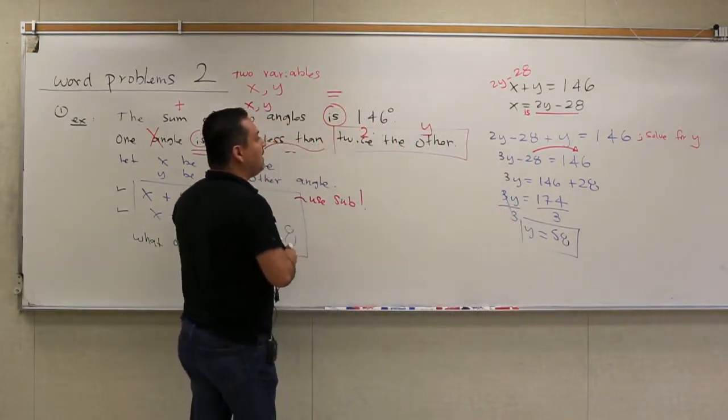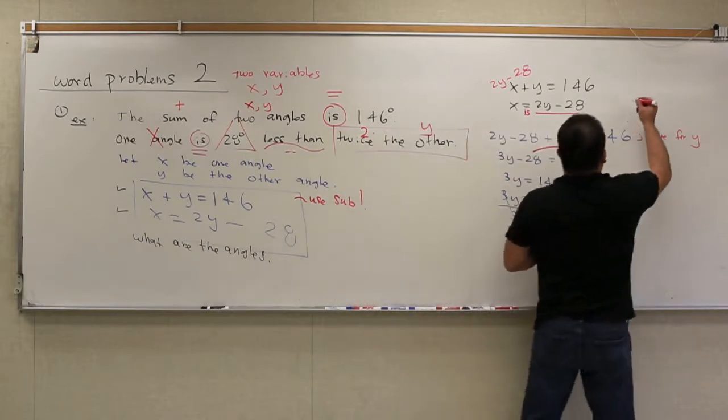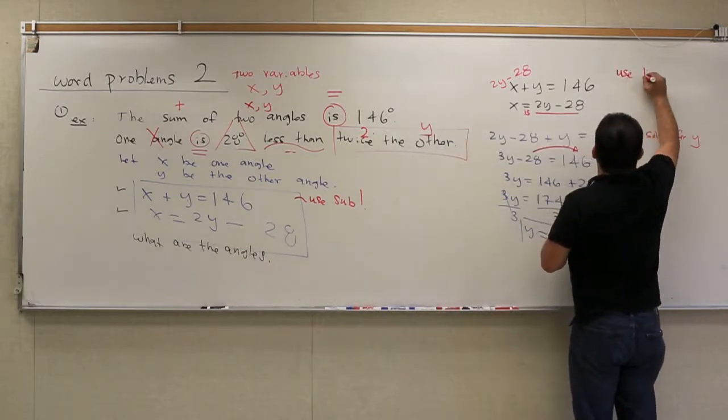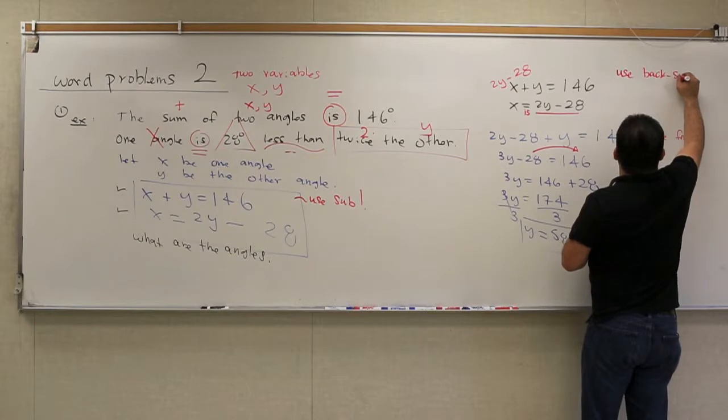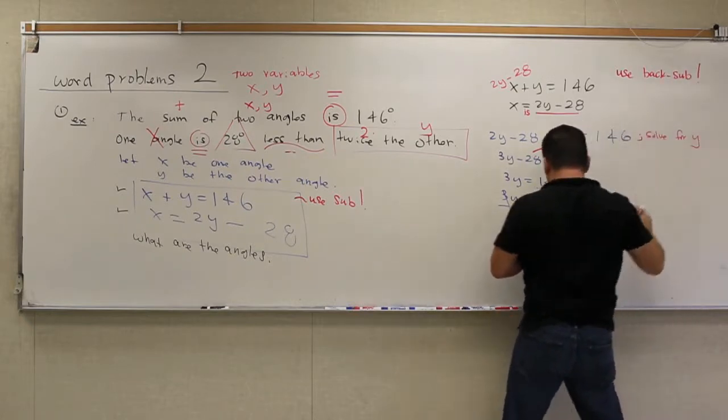What's 174 divided by 3? Is that 58? Yeah, I think you're right. You found the y value. You say, well, how do I get the x value? What do we use? Back substitution. You plug back y is what?